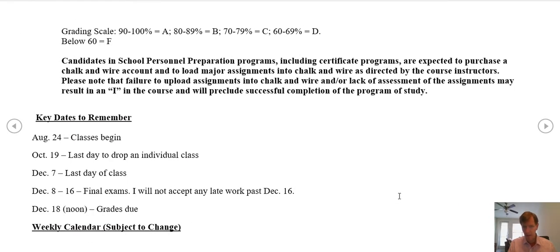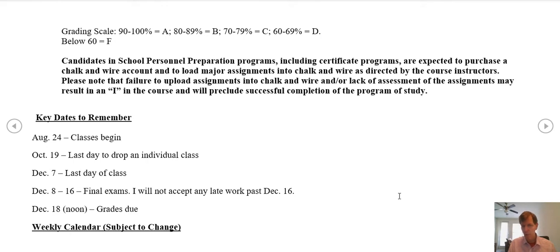You can see the grading scale here. It's the standard grading scale of Arkansas Little Rock, and key dates in this class. Again, we start August 24th. Last day to drop the individual class is October 19th. Last day of class is December 7th. Final exams are December 8th through 16th. That means that your final exam in this course is in that range. My grades are due to be submitted on December 18th at noon.